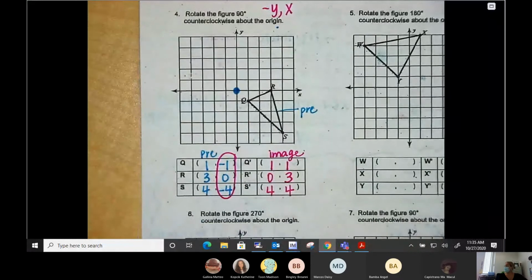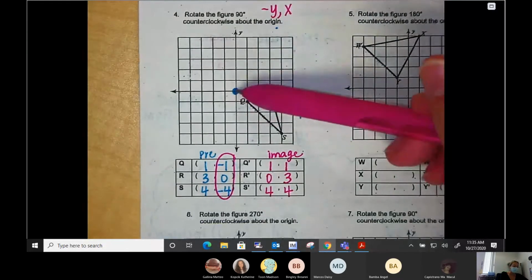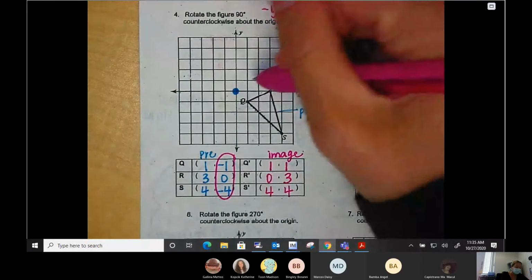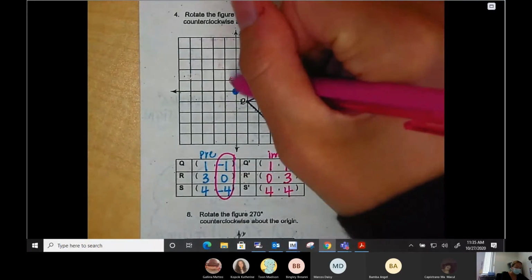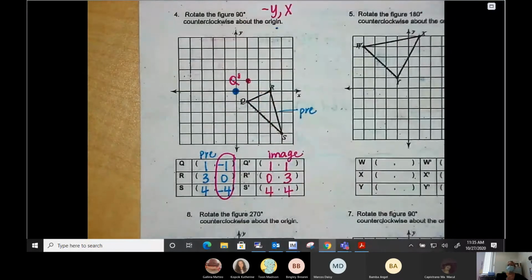Now that you have your image, we're going to plot the points. And when you plot your points, you are going to label them, every single one. So 1, 1 means you go to the right 1, up 1. And I put Q prime with a little tick mark right next to it. If you forget the tick mark, it's going to be marked wrong.